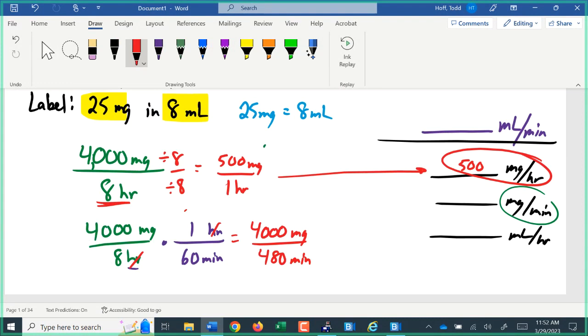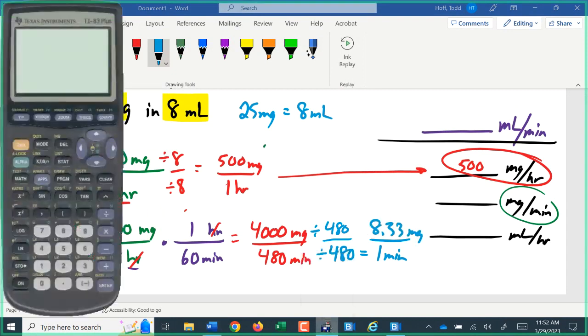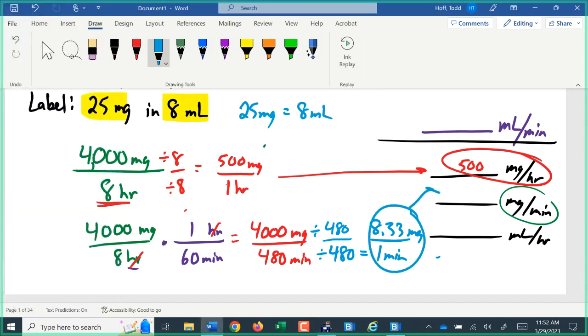And now we have to divide that out. So we divide out, again, the number on that second piece, the 480. So 480 minutes divided by 480 is 1 minute. Again, that's that single unit that we want on bottom. 4,000 divided by 480, I believe that's 8.33 milligrams. Let me double check that before we finalize that. It is 8.33. So if we're doing milligrams per minute, that would be 8.33 milligrams per minute. Again, rounding to 2 decimal places.